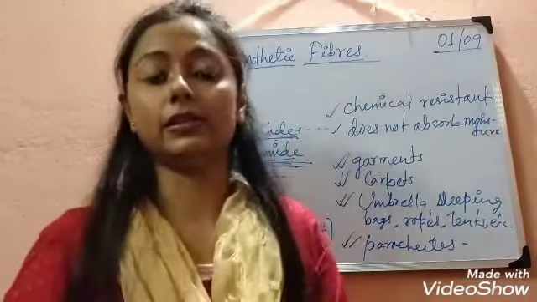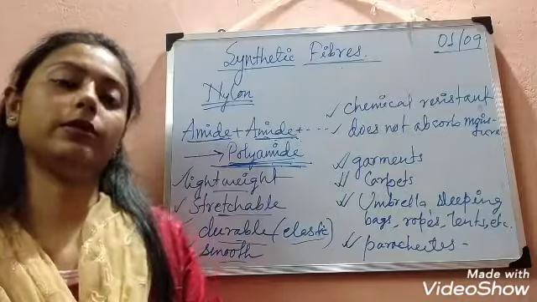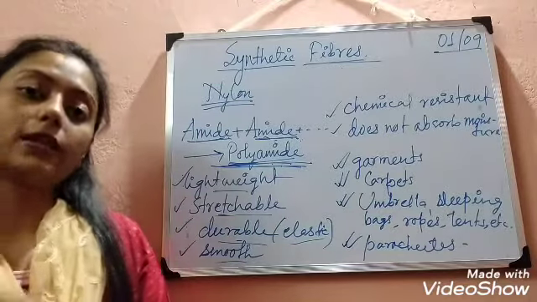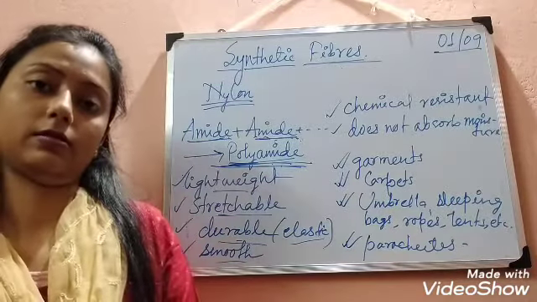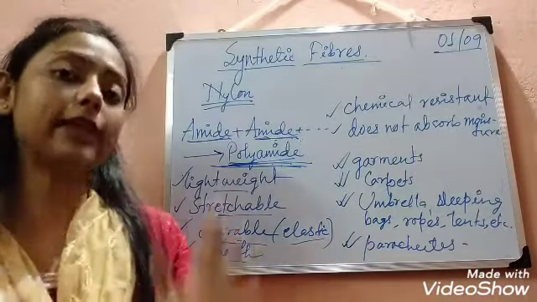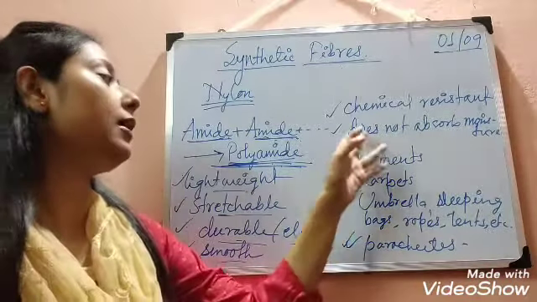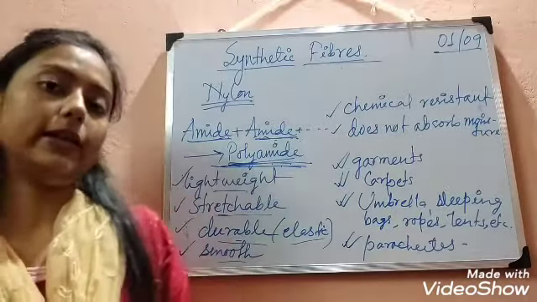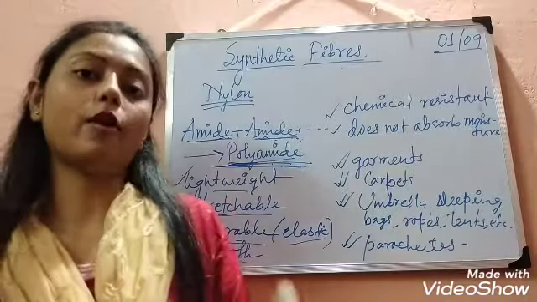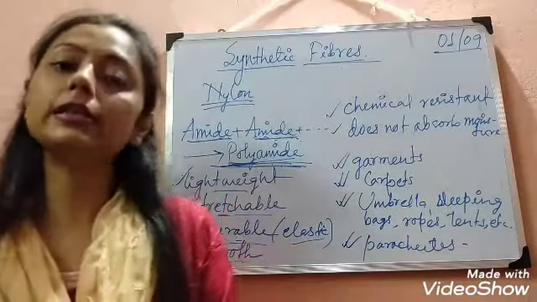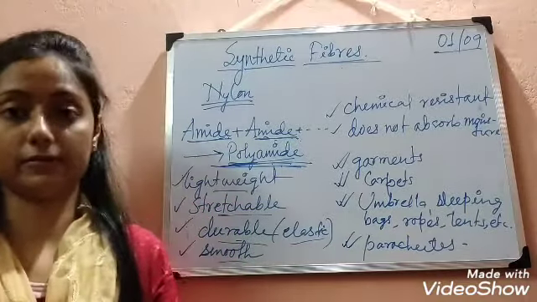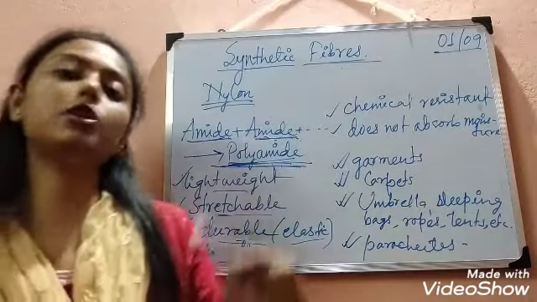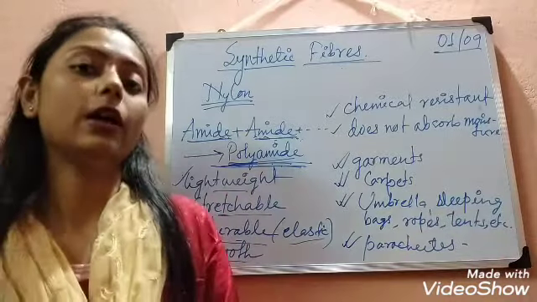Next, chemical resistant. If we carry some chemicals within a nylon container, it will not react with the chemical because the reactive property of nylon is very low. So it is very safe to handle chemicals. And nylon does not absorb moisture. So if we make a dress from nylon and wear it in the summer or any kind of humid season, it is very uncomfortable because it cannot absorb moisture from the body or from the environment.